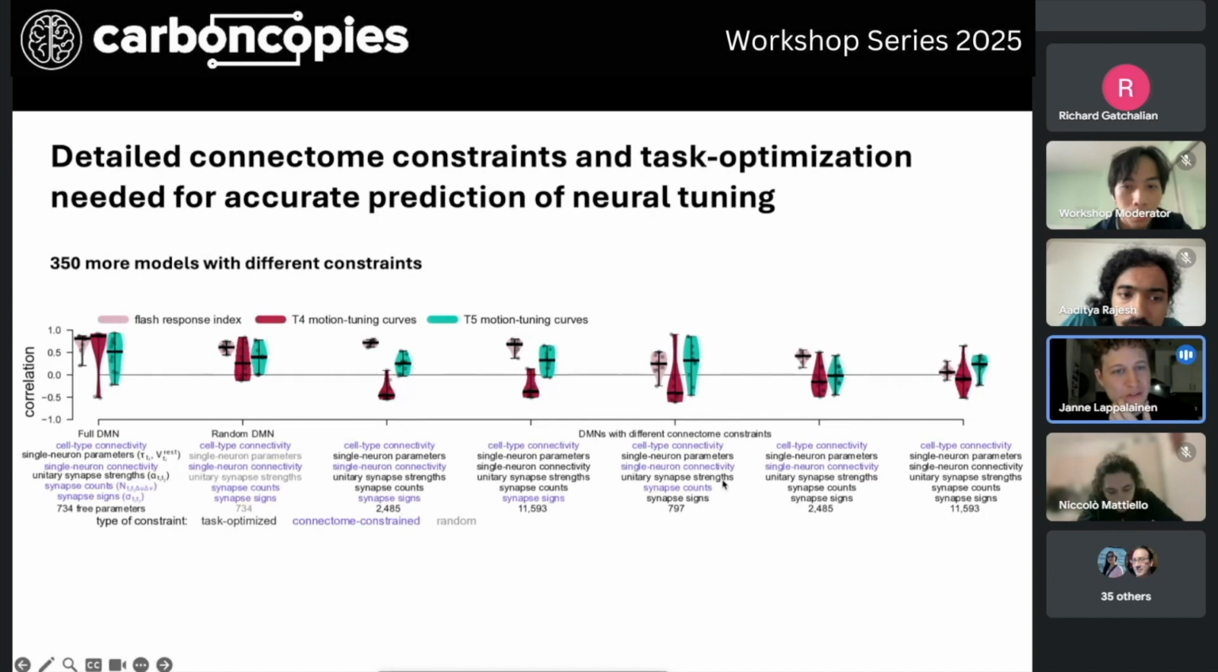Now, in these variants, we always choose one connectome constraint that we didn't use, and then task optimize. So for example, here the synapse count, single neural connectivity, and so on. And the picture is pretty consistent that it just doesn't work. So here we have seen these competing hypotheses for the T4 cells' tuning, right? And then, for example, if we don't use the knowledge of the synapse counts of the single cell connectivity, then the algorithm always chooses the opposite side, and we get negative correlations.